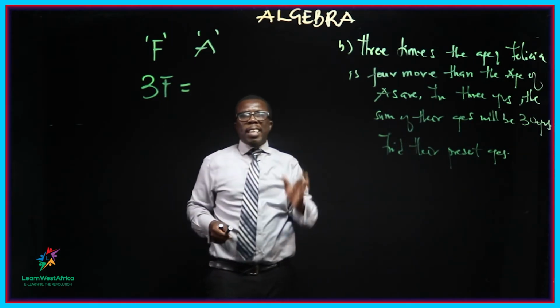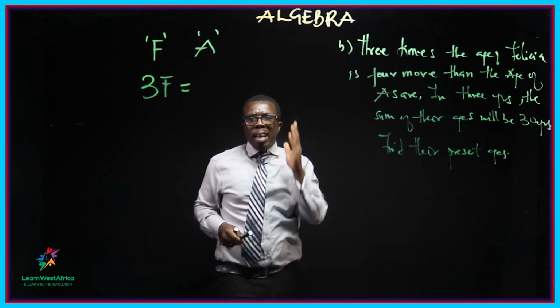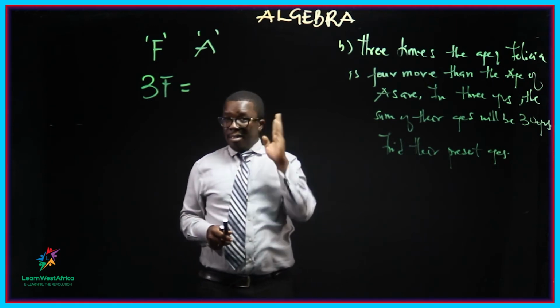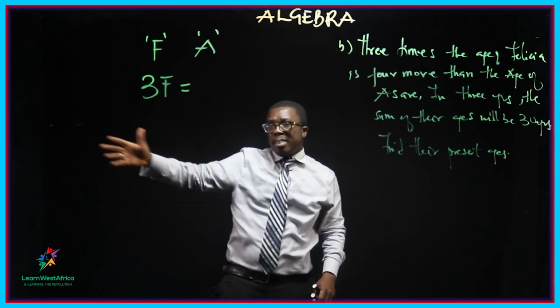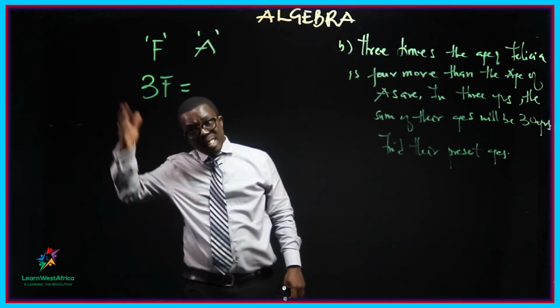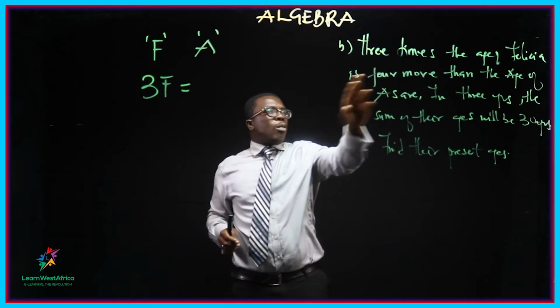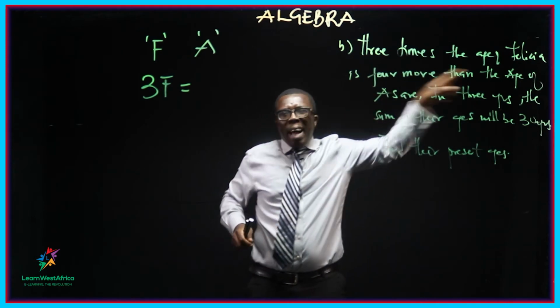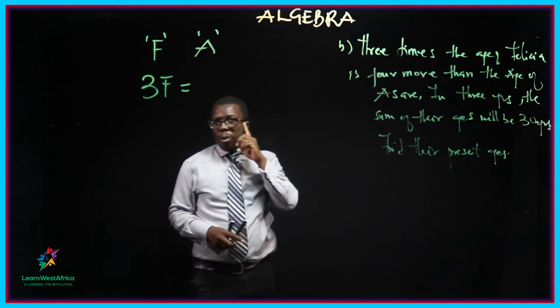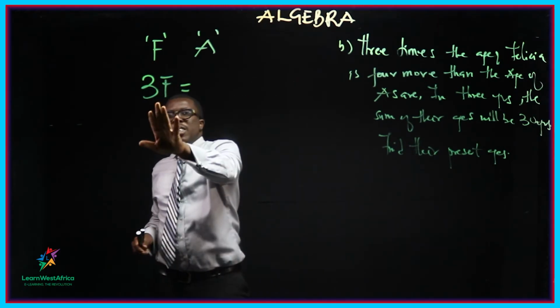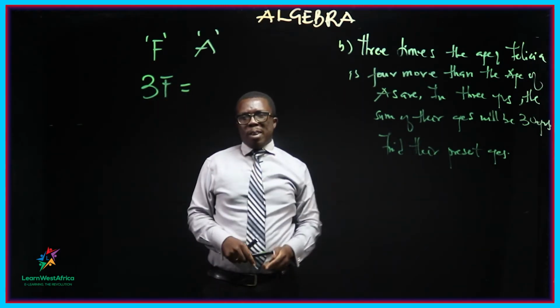So anytime you come across "more than", you add the number, and the reverse is subtract. But when you see twice or 3 times, that is multiplication, and the reverse is divide. So: 3 times the age of Felicia is 4 more than the age of Asari.